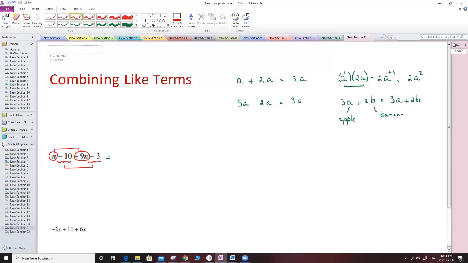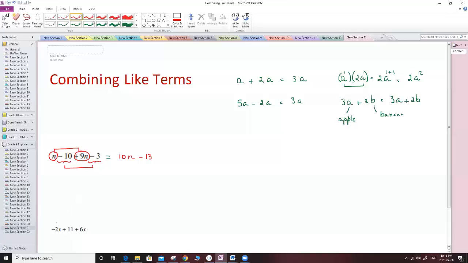So the n plus 9n equals 10n. And the negative 10 and the negative 3, I can combine as negative 13. And this is going to be the simplification of this one.